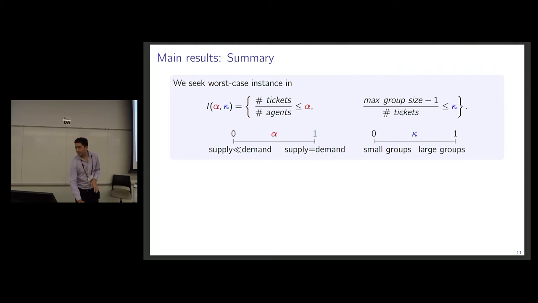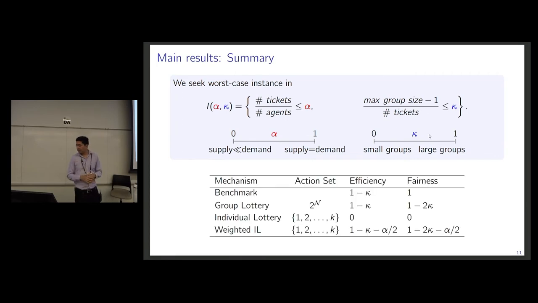The second parameter here, which relates to the bad instances that I just described, is going to be an upper bound on the size of the largest group relative to the number of tickets. So if kappa is close to zero, we have small groups that only require a few tickets relative to the number of tickets available. And when kappa is close to one, we're going to have groups that require almost all the tickets in order to be happy.